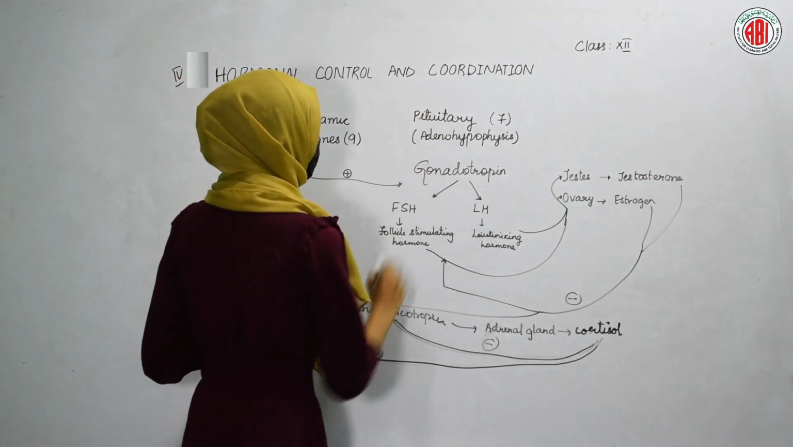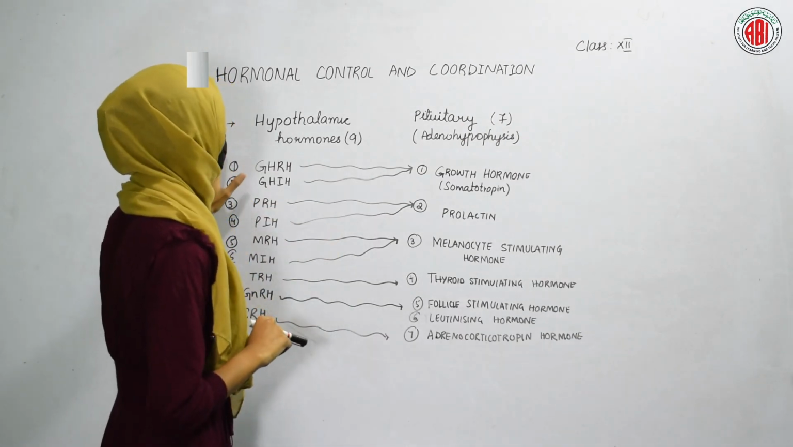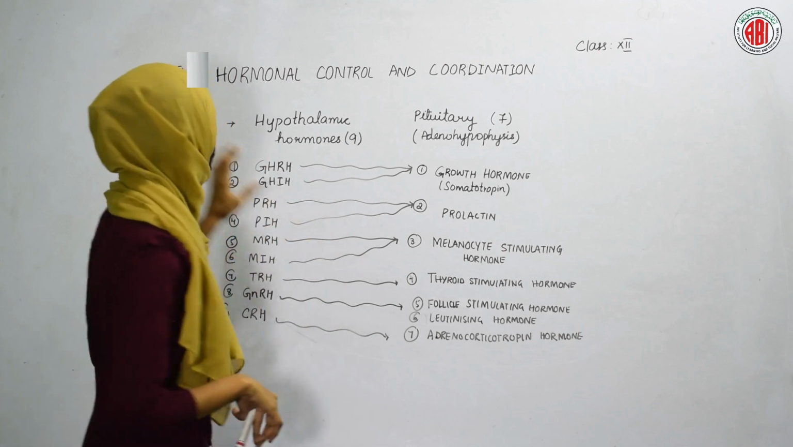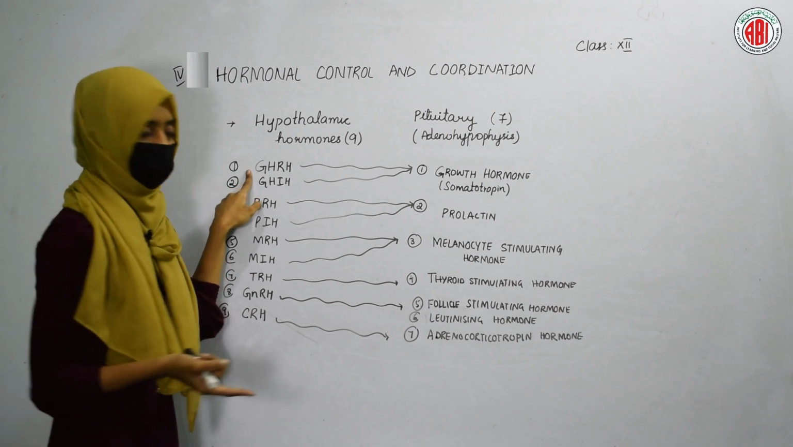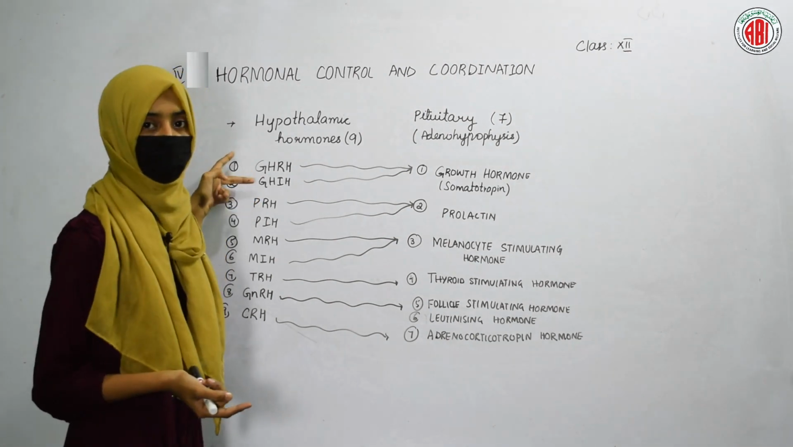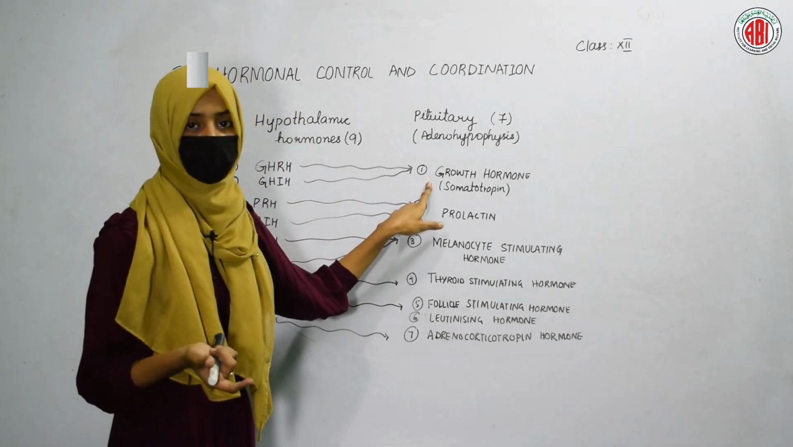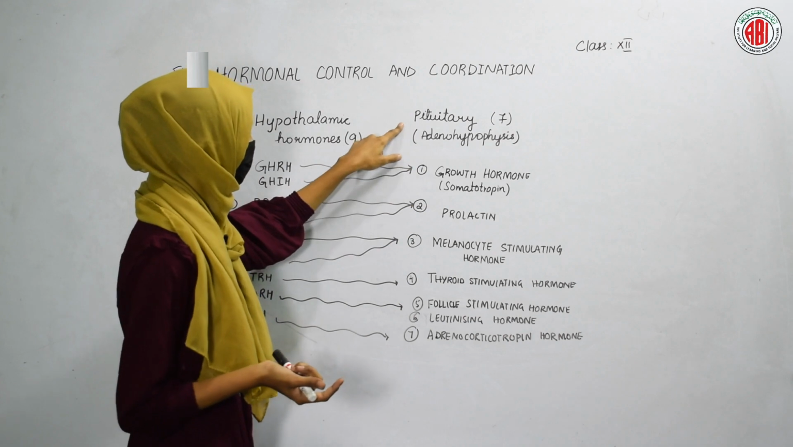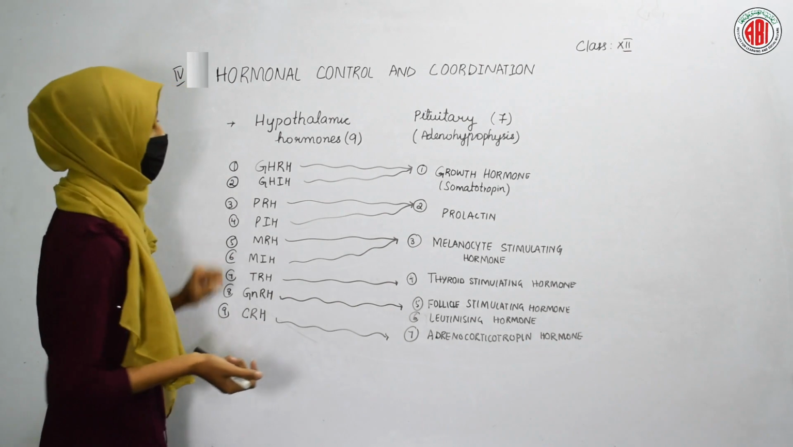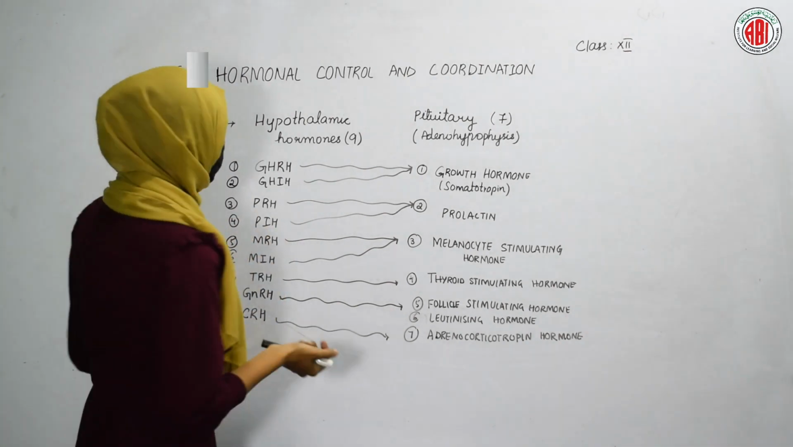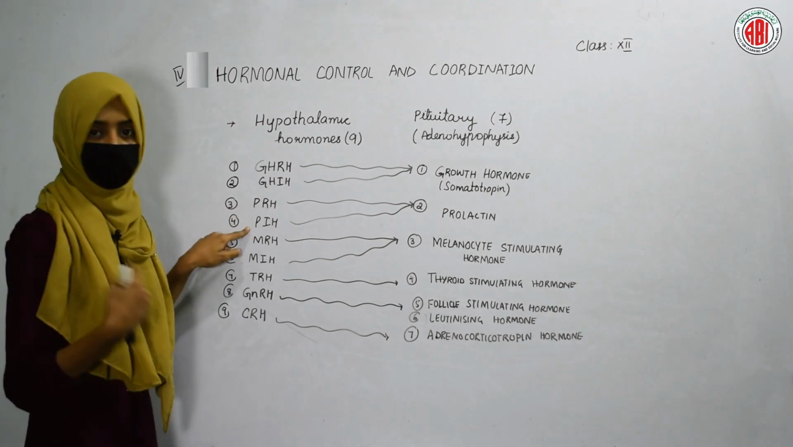So in this way, all the 9 hypothalamic hormones we have seen, and even we have seen the 7 pituitary hormones. Let's have a quick recap of all the 9 hypothalamic hormones and 7 pituitary hormones. Here hypothalamic hormones include growth hormone releasing hormone and growth hormone inhibiting hormone. These two hormones show their stimulation on a hormone that is secreted by the pituitary gland, called growth hormone, which is also named somatotropin, and it is responsible for the regulation of growth in the human body. The next one is prolactin releasing hormone and prolactin inhibiting hormone.